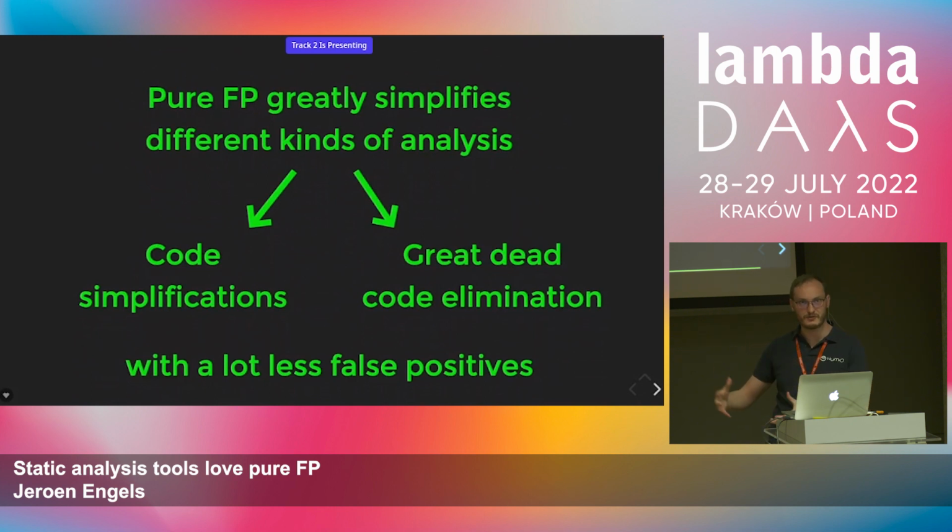Like, you don't have to check for mutation. If you don't have mutation, you don't have to model your internal things in the analysis to worry about that. And that can lead you to have some very nice code simplifications that you would otherwise not be able to do reliably without any sort of risk. And that makes for some great dead code elimination. And all of that with a lot fewer false positives than you would have with side effects.